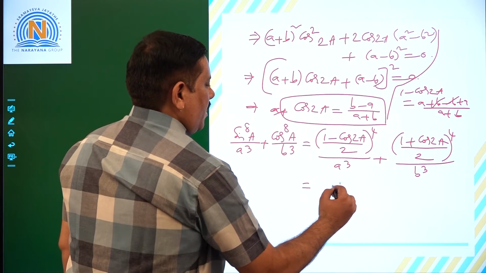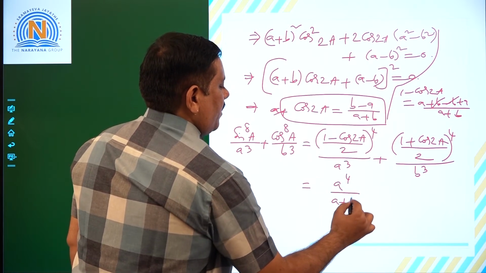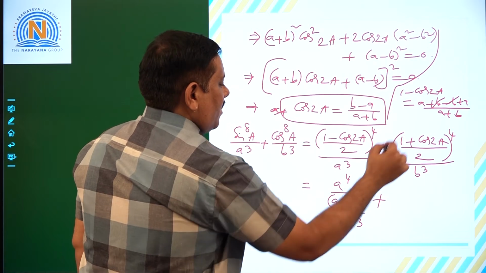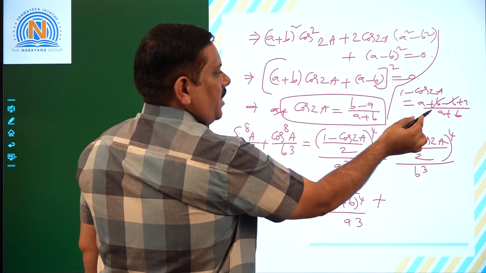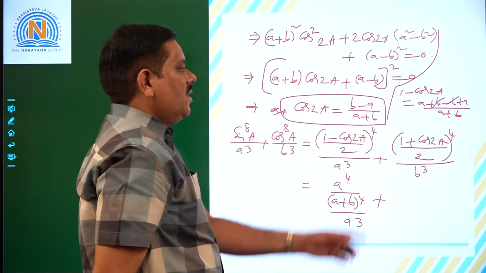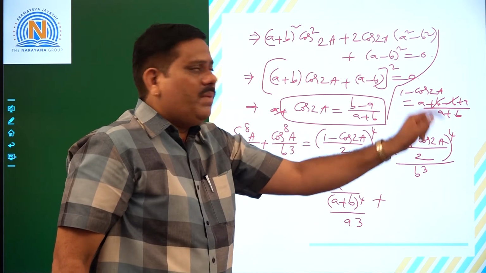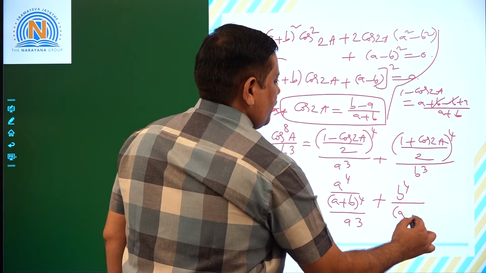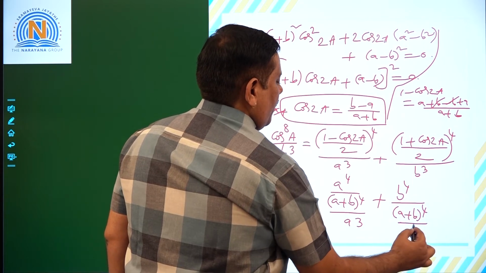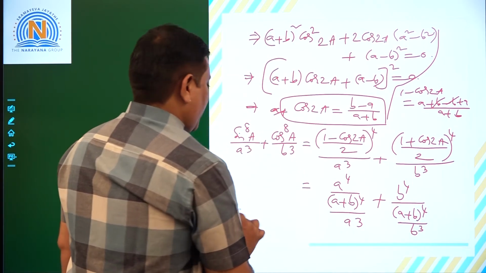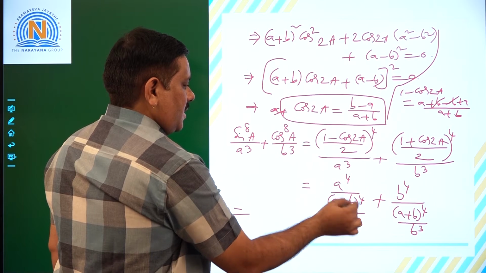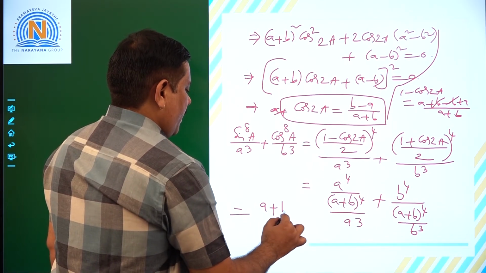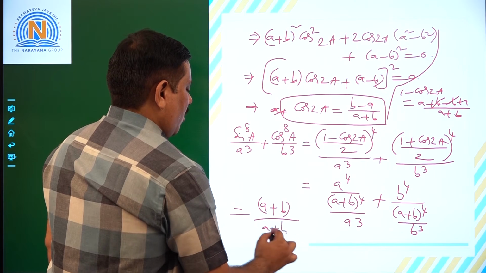So it is going to be a power 4 by a plus b whole power 4, of course, by a cube. Plus here 1 plus cos 2a. If I write 1 plus cos 2a here, it is going to be 2b by a plus b. So 1 plus cos 2a by 2 is going to be b by a plus b. So this can be written as b power 4 by a plus b whole power 4 by b cube. So further if I simplify, here a cube times a cancels here, a by a plus b power 4. So that is nothing but a plus b by a plus b whole power 4.